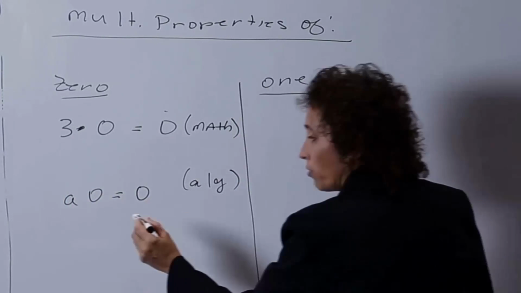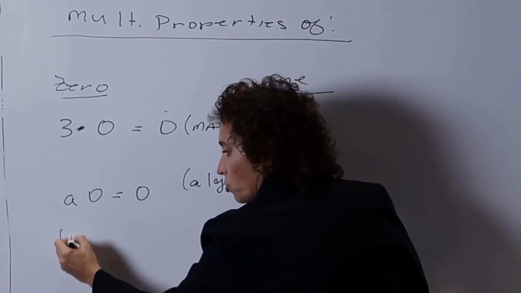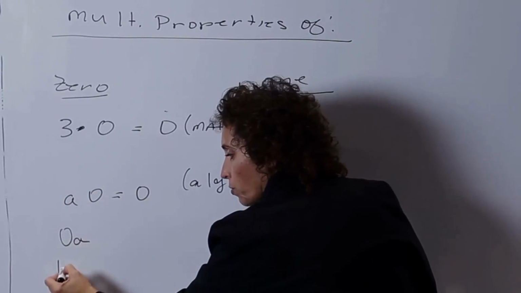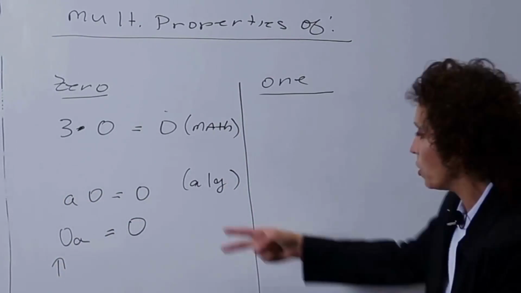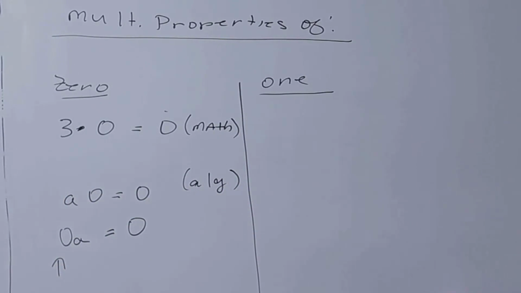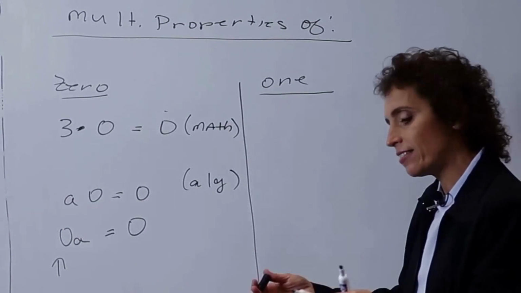Now I have to tell you, generally you wouldn't say a times 0. Generally the 0 would go first. The number usually goes in front of the letter in algebra. So it would be 0 times a is 0. But notice these are the same thing because multiplication is commutative.